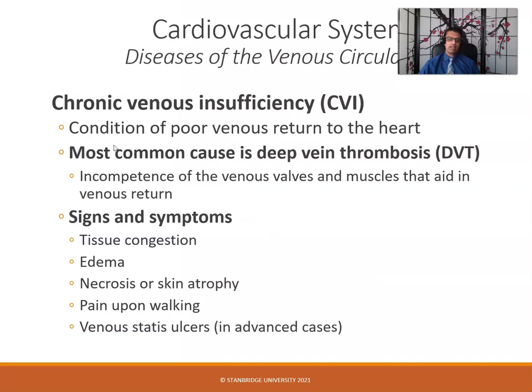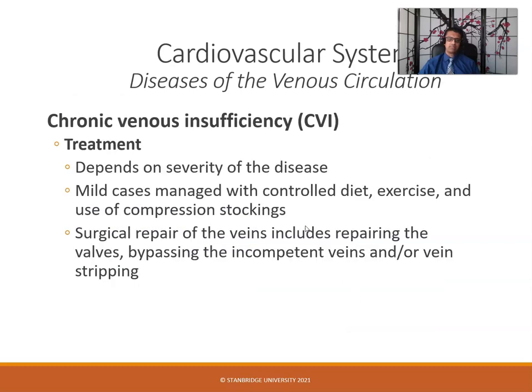Alright, diseases. Now you get chronic venous insufficiency, CVI, a condition of poor venous return to the heart. The most common cause is a deep vein thrombosis, or DVT, incompetence of venous valves and muscles that aid in the venous return. Signs are tissue congestion, edema, necrosis or skin atrophy, pain upon walking, and venous stasis ulcers in advanced cases. Treatment depends on the severity of the disease. Mild cases are managed with controlled diet, exercise, and use of compression stockings. Surgical repair of the veins includes repairing the valves, bypassing the incompetent veins, and/or stripping.